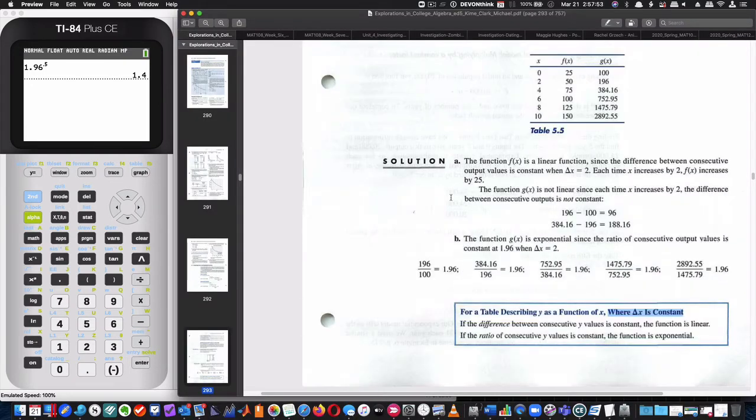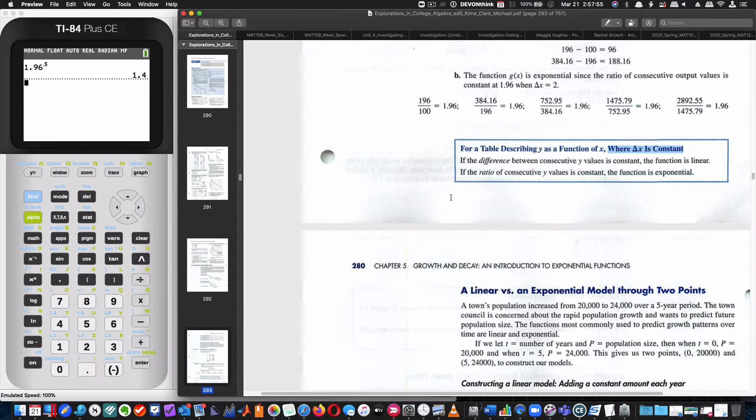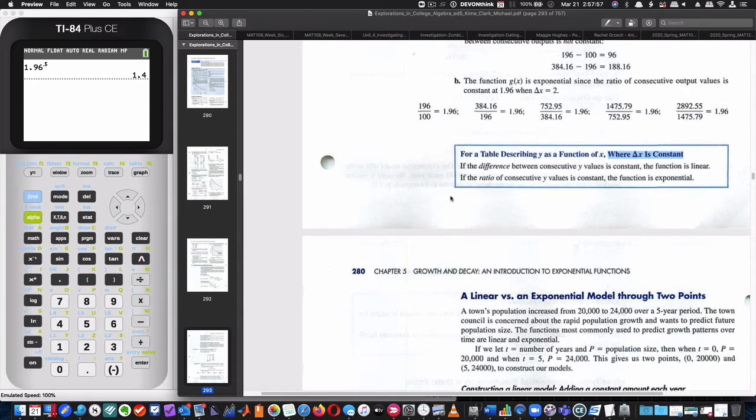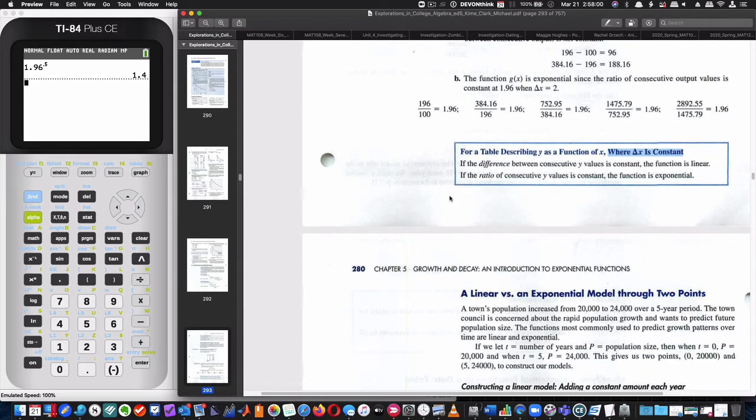All right? So example 2. Linear versus exponential model through 2 points. We have a town whose population increases from 20,000 to 24,000 over a 5-year period. The town council is concerned about the population rapidly growing. Towns have to keep track of how many teachers they need, how big the school physically has to be, and other resources that the town provides, fire department, police, etc. So they monitor the population and how fast it's growing or how quickly it's decaying.